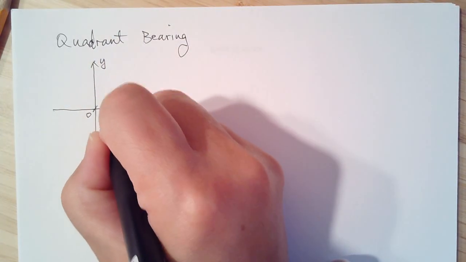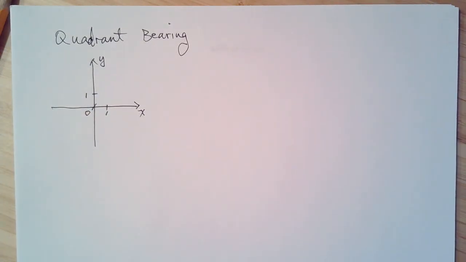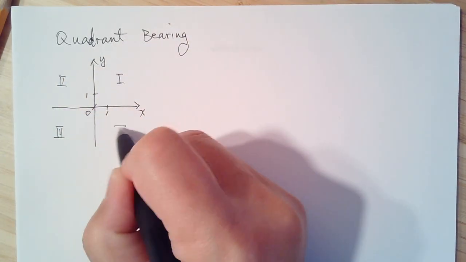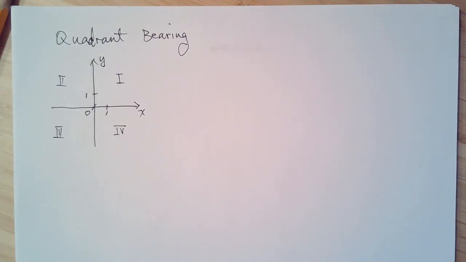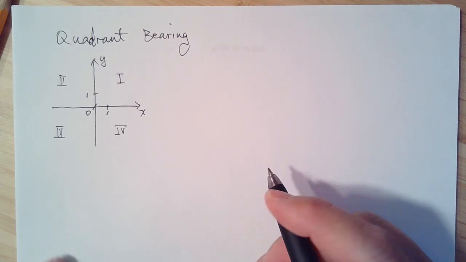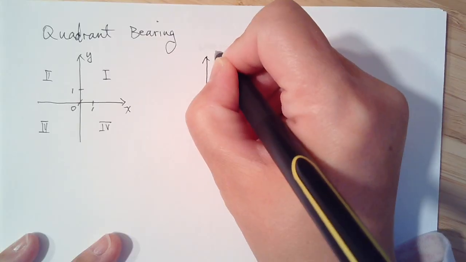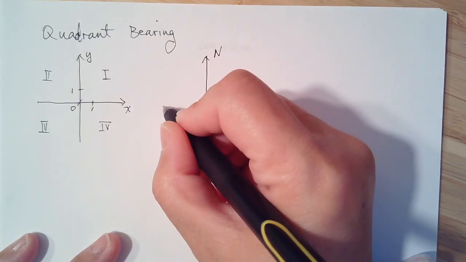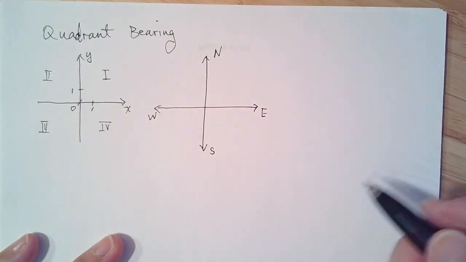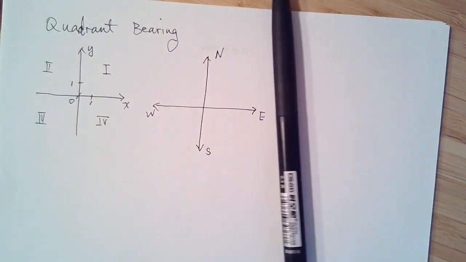You have the origin and you have the unit, and you already set up a very good coordinate system. And this is quadrant 1, quadrant 2, quadrant 3, and quadrant 4, right? Because you break this plane into 4 different quadrants. The quadrant bearing takes exactly the same idea, and again we just use north, south, east, and west.